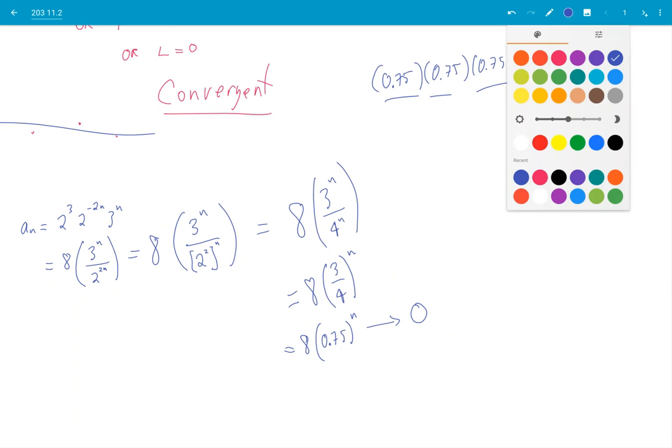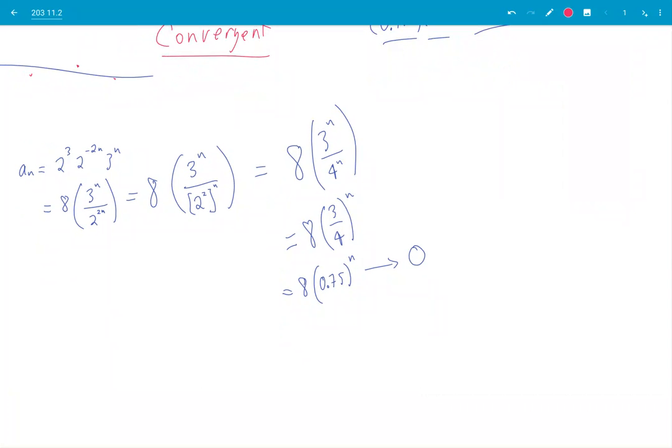Okay, in general, this is actually quite important. If you have a sequence, if an is equal to some number r to the power of n, if r is between 1 and -1, then an has as a limit 0. (Oops, I got mixed up at first and said divergent.)